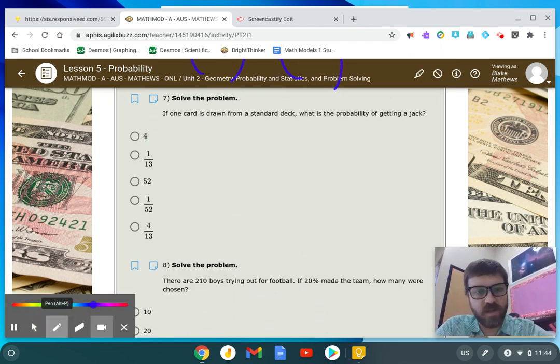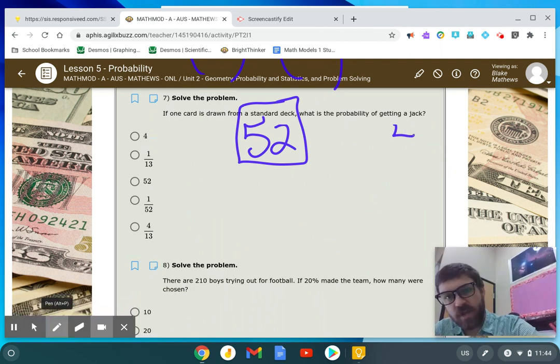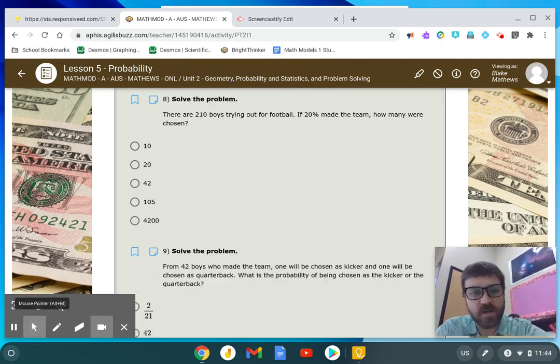1 card is drawn from a standard deck. A standard deck has 52 cards. What's the probability of getting a jack? There are 4 jacks in the deck. I'll go ahead and tell you that because you may not know that. 4 jacks in the deck. I'll let you make the fraction there. We'll come back to number 8.